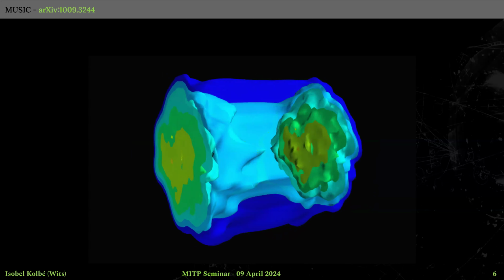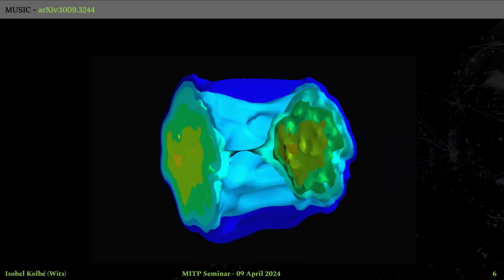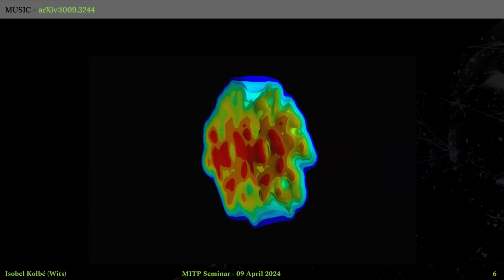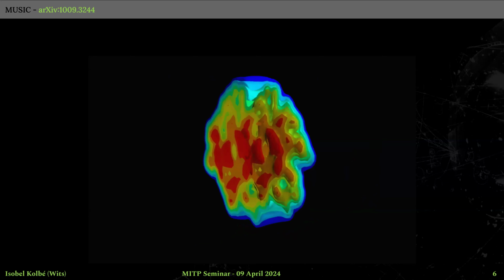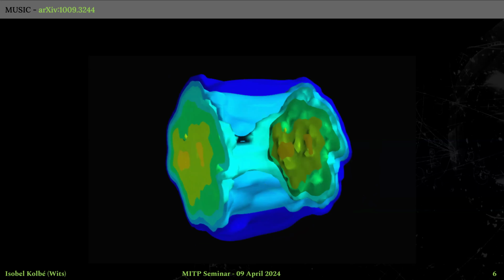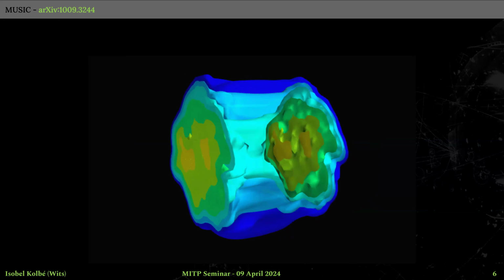So this is a much more faithful description. It is also for the experts. This is a real simulation. I put the link here. So here's the archive link for the simulation. But MUSIC is a 3+1-dimensional hydrodynamic code that you can download. It's freely available, and you can run it on a laptop.